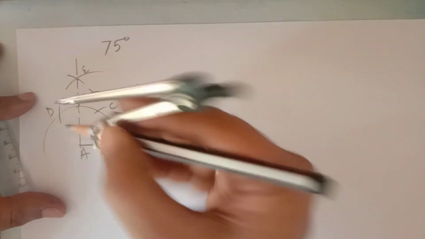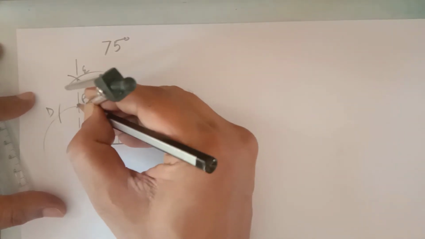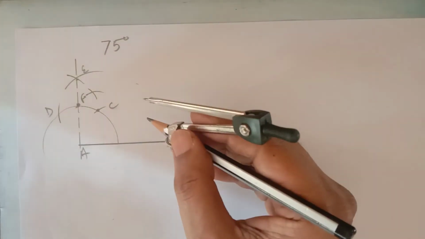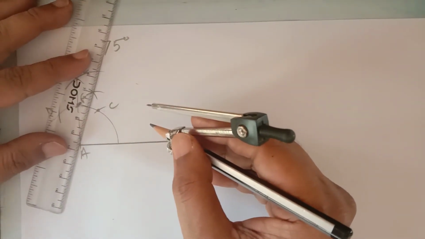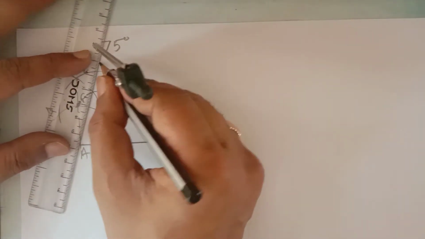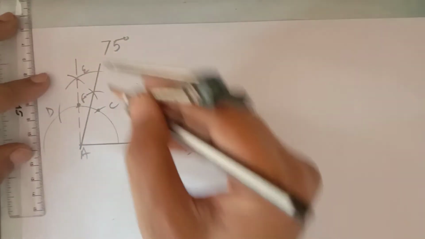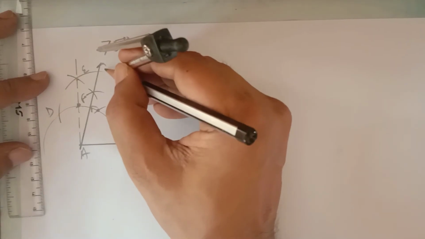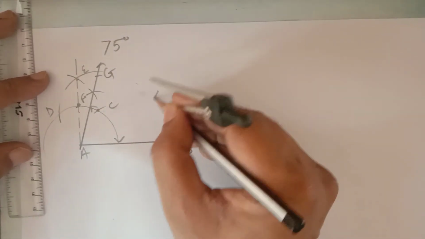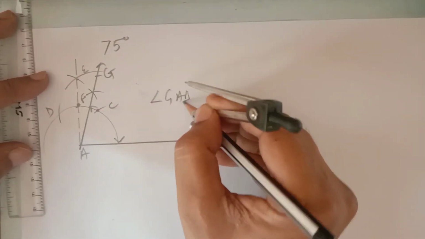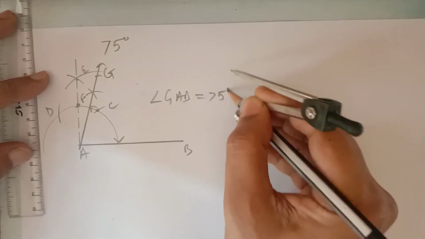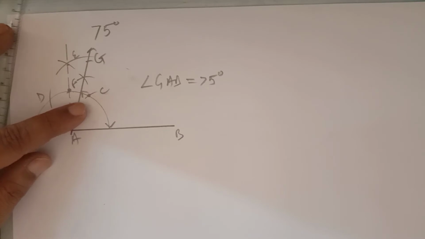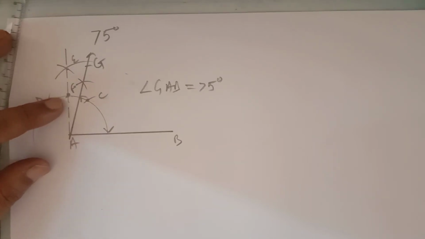center. You have to put it at C and this point. See it very carefully. At C and F, and you'll get this angle as how much? 75 degree angle. This angle will be 75, F G. Let us call it G. So angle GAB is equal to 75 degrees. So it means it is obtained by bisecting the 60 degree angle and the 90 degree angle.